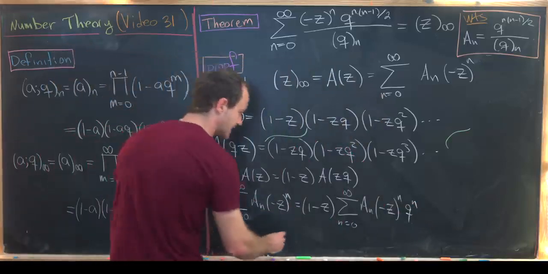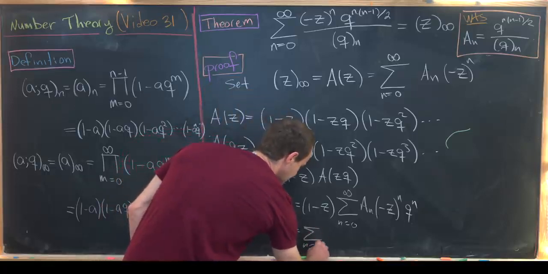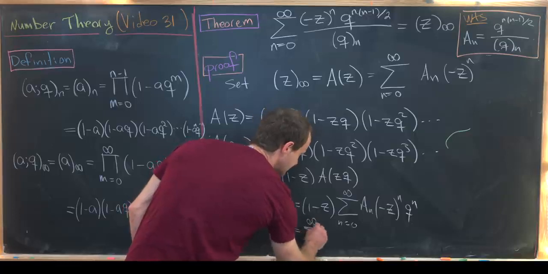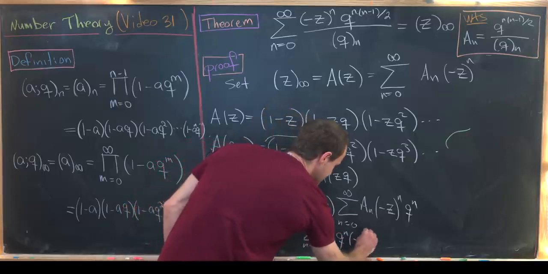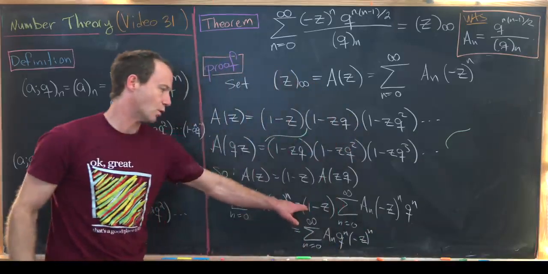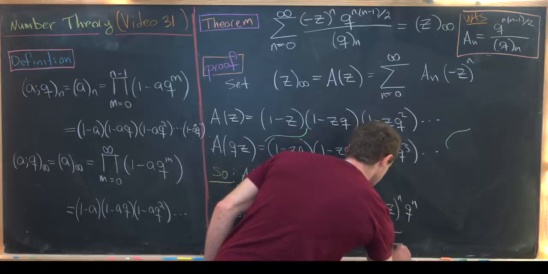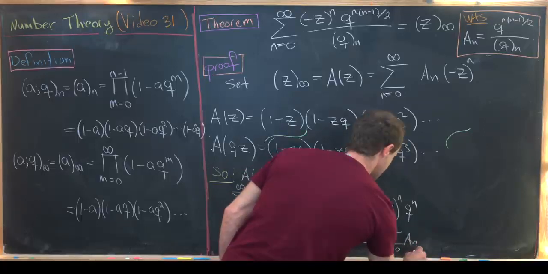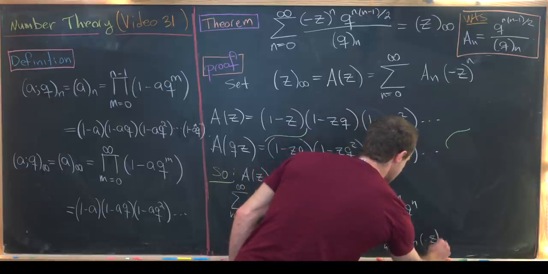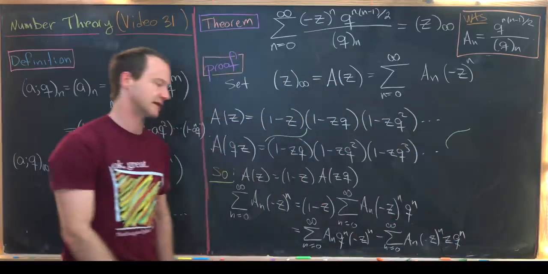Next, I'll multiply this through, and let's see, that's going to give me the sum as n goes from 0 up to infinity of a_n q^n (minus z)^n. That's from this one term. And then minus my sum as n goes from 0 up to infinity of a_n (minus z)^n times z times q^n, like that.